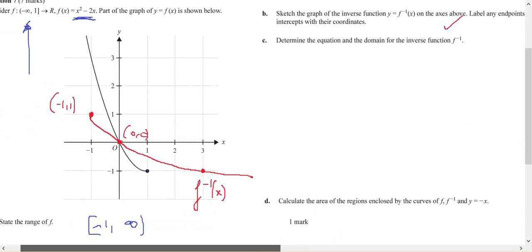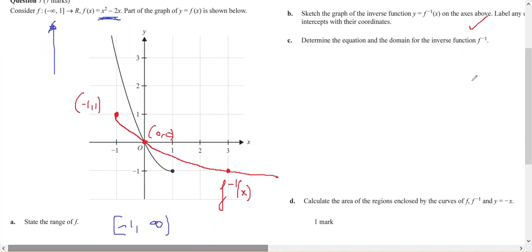Determine the equation of the domain of the inverse function. Okay, so I know that the domain will be the range. So the domain of the inverse of x is equal to -1 to infinity.